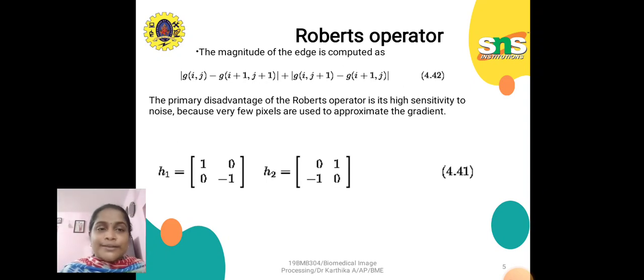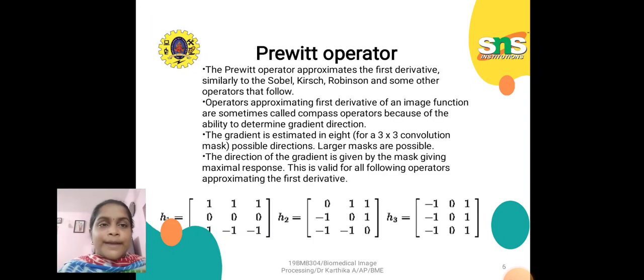The primary disadvantage of the Roberts operator is its high sensitivity to noise, because very few pixels are used to approximate the gradient. Our filters should have low sensitivity to noise, only then will we get a perfectly clear output. And the second one is the Prewitt operator.